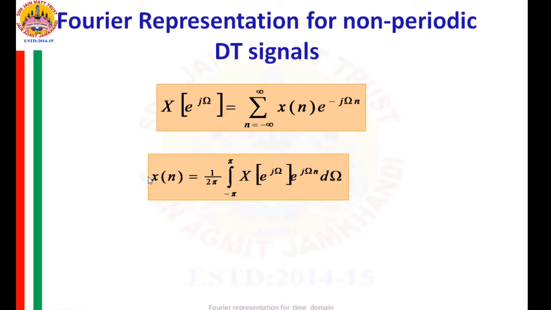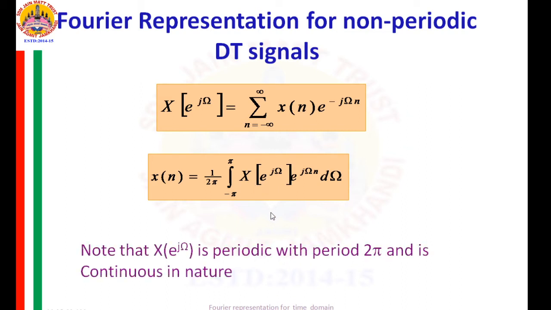Now today we are going to make use of this expression to obtain x of n from a given x of e raised to j ohm. So it is important again to note that x of e raised to j ohm is periodic with the period of 2 pi and is continuous in nature, therefore we integrate.